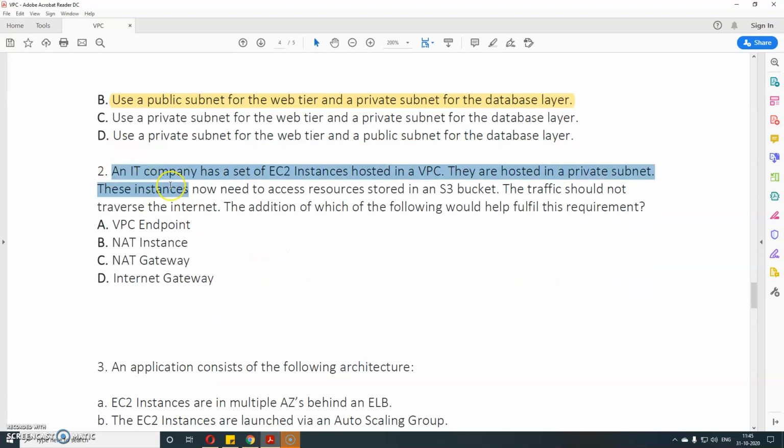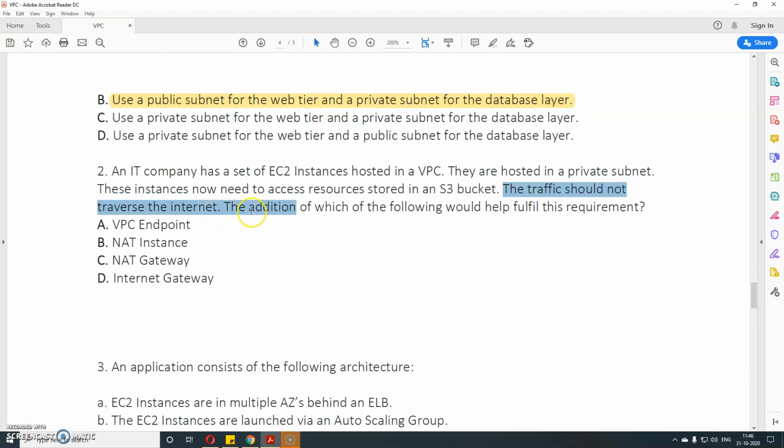An IT company has a set of EC2 instances hosted in a VPC. Fine, they are hosted in the private subnet. The private instances now access resources stored in the S3 bucket. So if you can recall, I have told a scenario where your EC2 instance wants to access S3. But S3 and DynamoDB are accessed over the internet. S3 cannot be accessed privately. So internet connectivity is always required. Now the traffic should not traverse the internet.